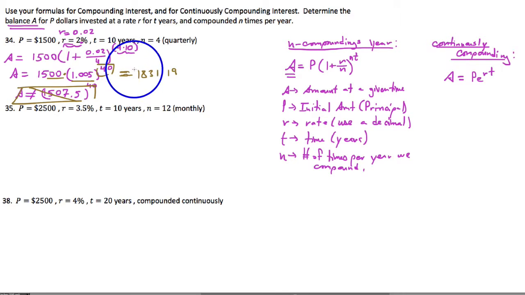1831.19. And the important thing here to recognize is that we were talking about money, so your initial investment of $1,500 over the course of 10 years, compounded quarterly at a 2% rate, you've actually gained $331.19.